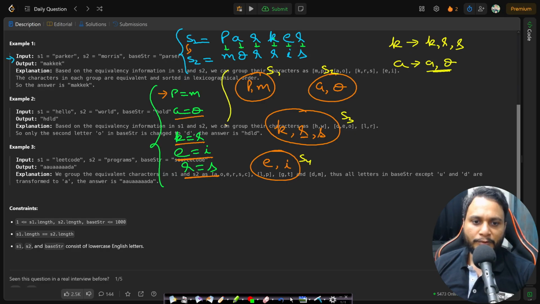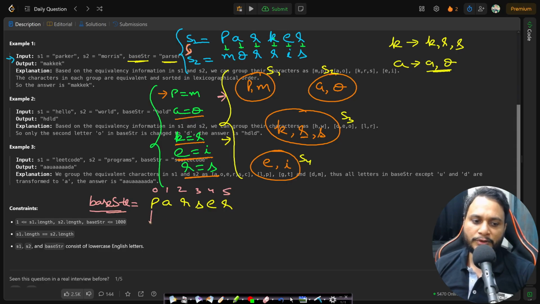So you have to create this set of set, where each of the smaller set contains all the items which are equivalent. Once you get this, then you know what is the base string. It is parser. What our goal is to generate the lexicographically smallest string that you can generate out of the base string, having known this entire set of set. That means having known S1 and S2 and their relationship. How can we do this?